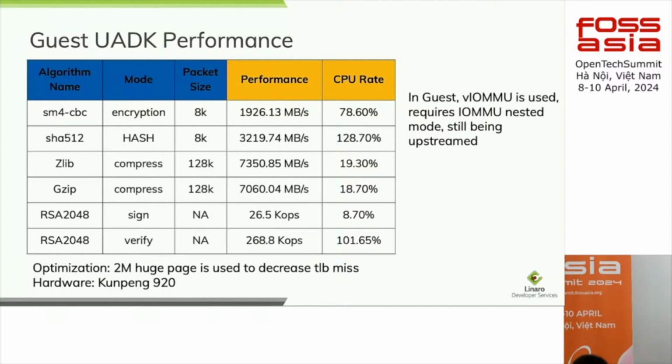We just use some technique. Use huge pages. A 2 megabyte huge page is used to decrease the TLB miss. With this technique, the performance in the guest is almost comparable to the host, about 85% or 90% of the host. This is the guest.